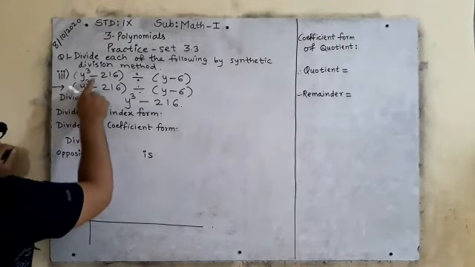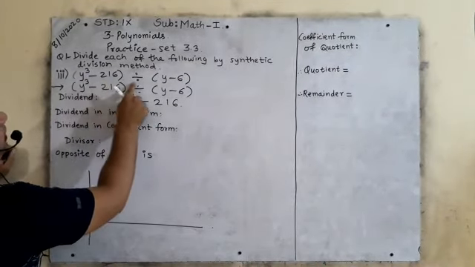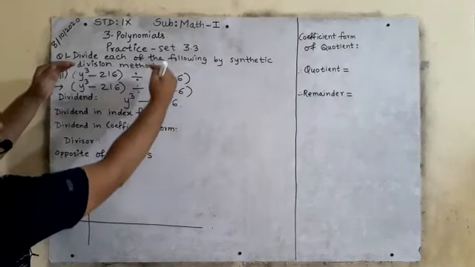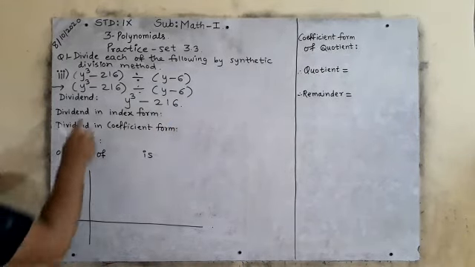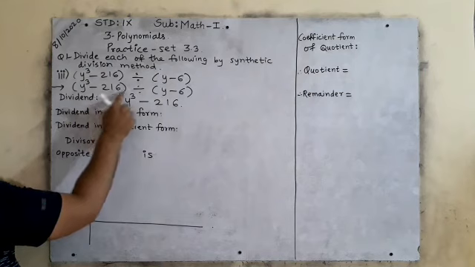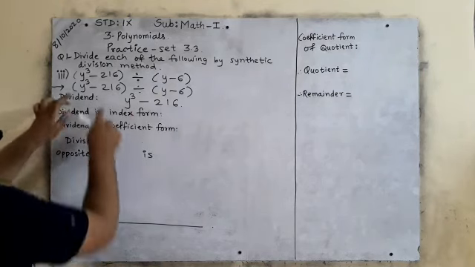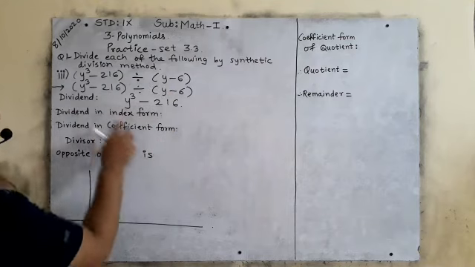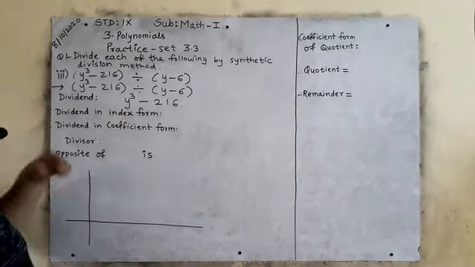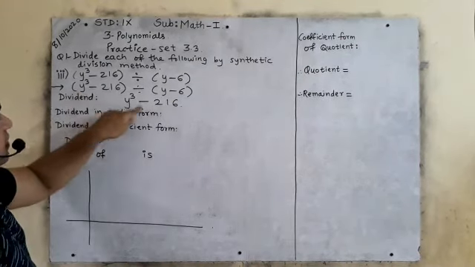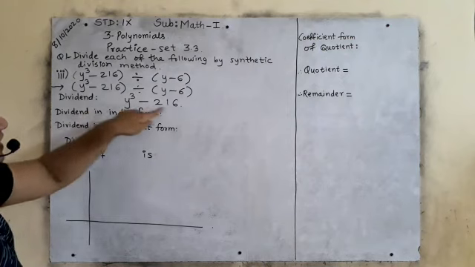y raised to cube minus 216 divided by y minus 6. First you will copy the question, right? y cube minus 216 divided by y minus 6. First we will write the dividend. This is the dividend, this is the divisor, right? So first write the dividend and check. y is the only variable used here. Is it in index form?